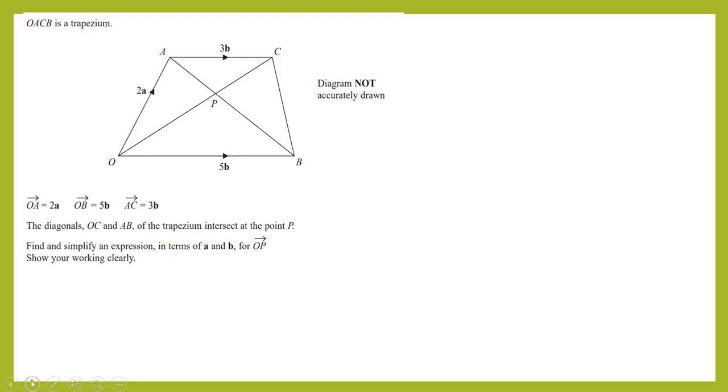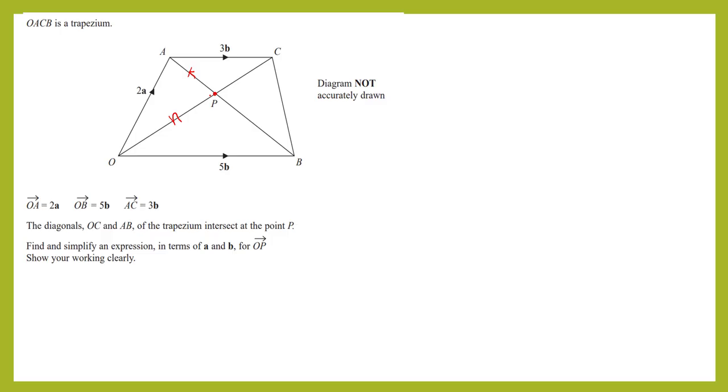This one is from the unseen exam. The question is: OACB is a trapezium, OA is 2a, OB is 5b, AC is 3b. The diagonals OC and AB of the trapezium intersect at the point P. Find an expression in terms of a and b for OP. So we need to know OP represents how much of OC. So we're going to call this one n, the OP, and we can call this one k, the AP.